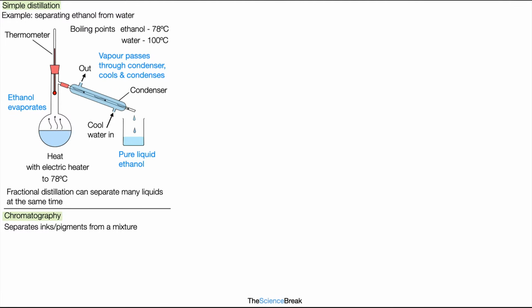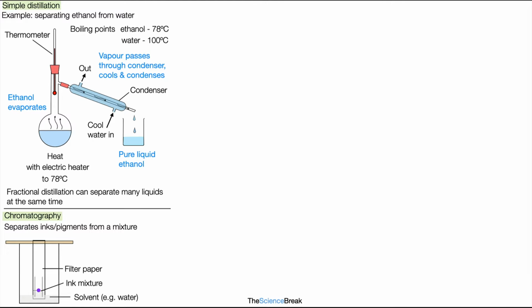This separates inks or pigments from a mixture. This is the apparatus. We have filter paper. We have solvent. In this case, the example of a solvent is water. And we have our ink mixture on a pencil line at the bottom of the filter paper. The solvent, in this case water, soaks up the filter paper. It dissolves the inks, which move up at different speeds through the filter paper, and they separate. Water and inks soak upwards along the filter paper and separate. There is more detail about this in paper 2.